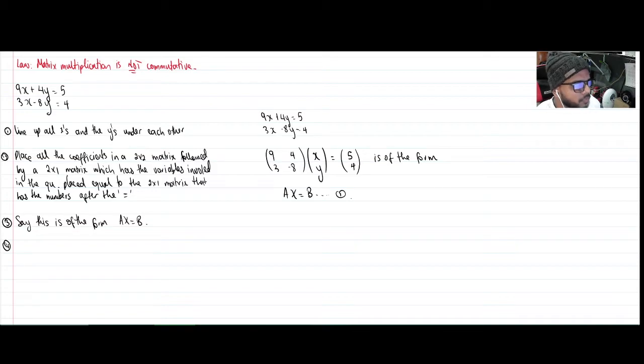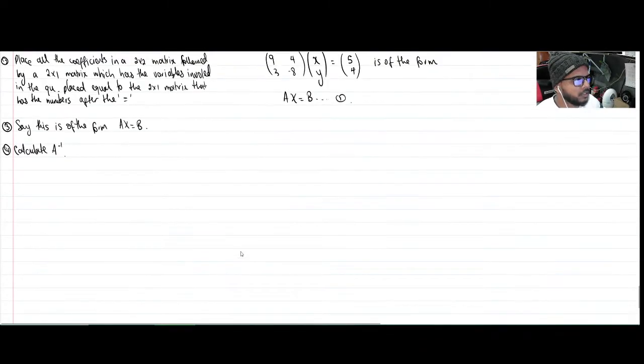Number 4, we need to calculate A inverse. In the previous video, we calculated the inverse of a matrix, so we'll just be using that knowledge to calculate the inverse of this matrix A. Now in some CXC questions, you will see the simultaneous equations placed in the form AX is equal to Y. It's the same procedure. A, X, and Y are matrices. I can replace A with W. So it would be WX is equal to B. Okay?